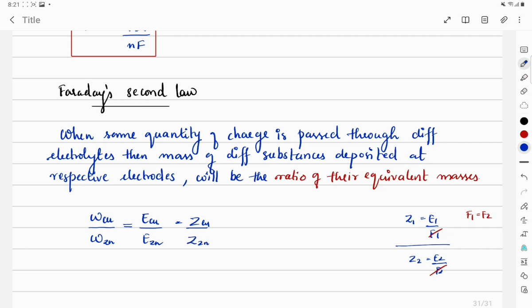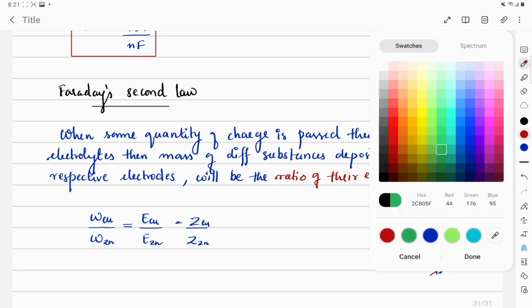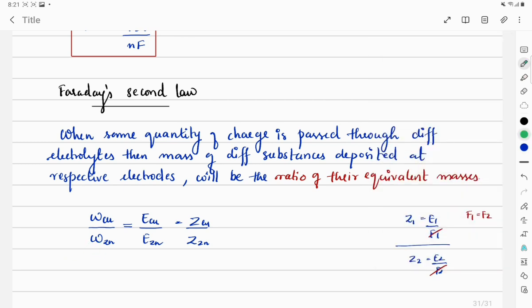So the ratio of the weights deposited at the electrode, whether cathode or anode, will be equal to the ratio of their equivalent weights or the ratio of their electrochemical equivalents. Here W represents the weight of zinc deposited, the one above is the weight of copper deposited, and E is equivalent weight. So this is what Faraday's second law says.